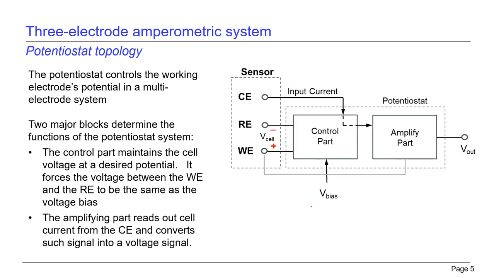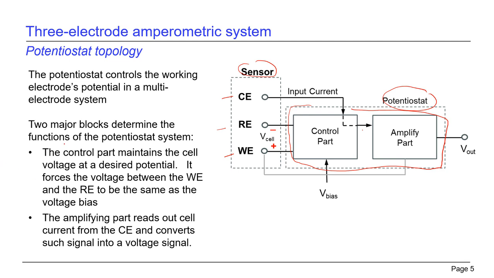Having said all that, the sensor, which is composed of 3 parts, has all those aspects integrated through the potentiostat topology. This potentiostat controls the working electrode's potential in the multi-electrode system. Here's the potentiostat, and we see that this really has all the aspects of the control leading to a specific voltage output. This is where our sensor is over here, with the reference, the working, and the control electrode, of course, shown as part of the sensor.